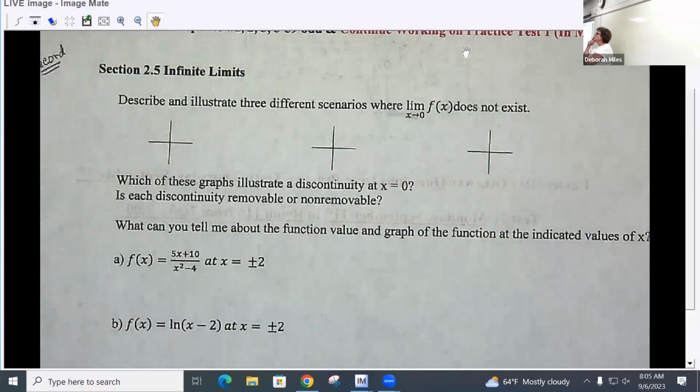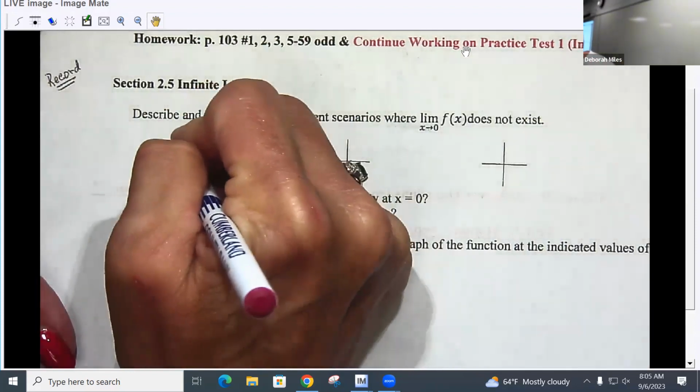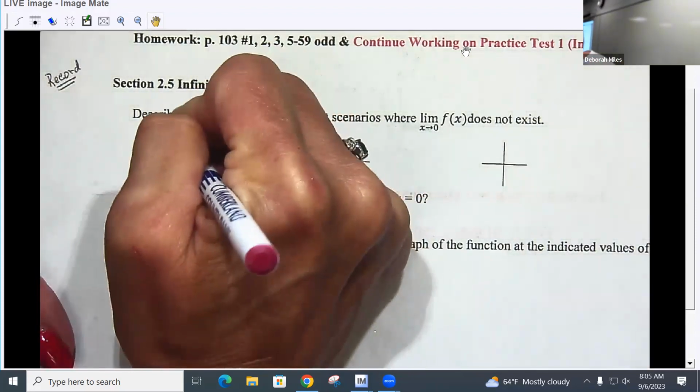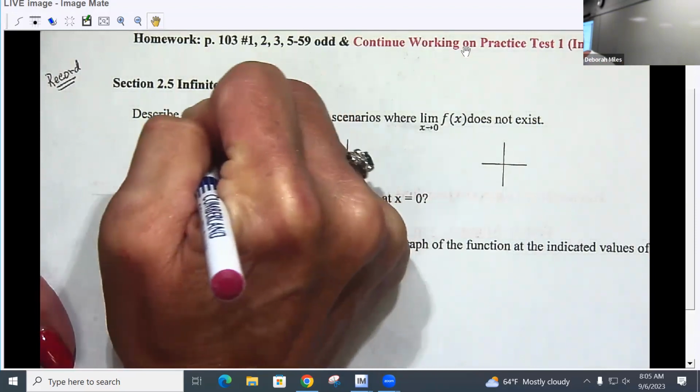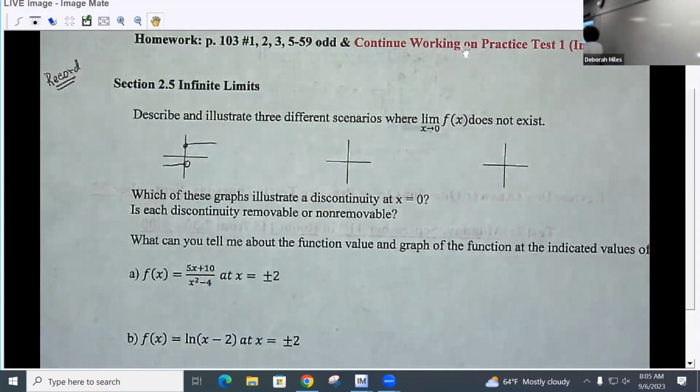Tell me one. The left side and the right side approach 2 different numbers. Okay, that's perfect. So coming at 0 from the left, we got a different y value than coming at 0 from the right. The left-hand limit exists, the right-hand limit exists, but those 2 values are not the same, and therefore the 2-sided limit doesn't exist. Somebody else give me a scenario when we've said the limit doesn't exist.